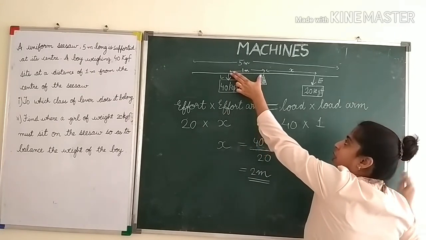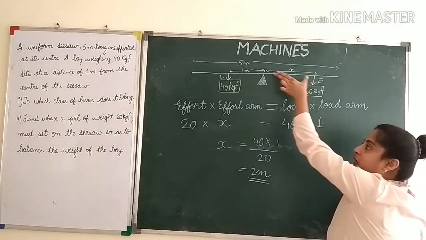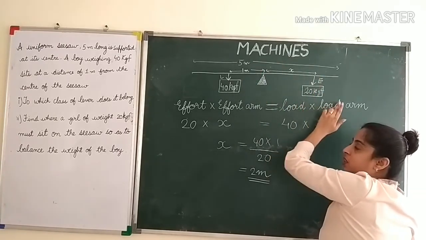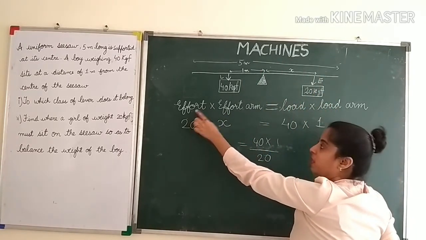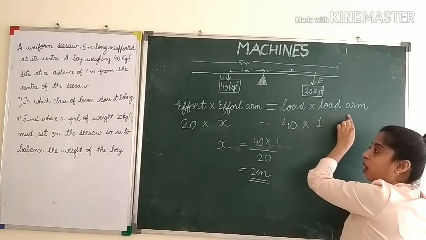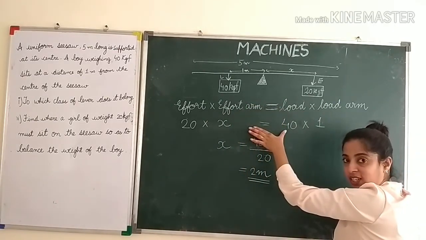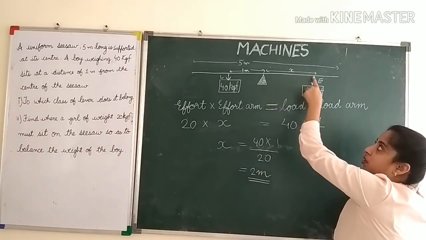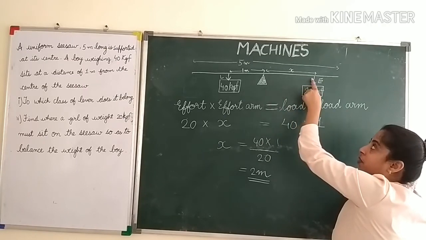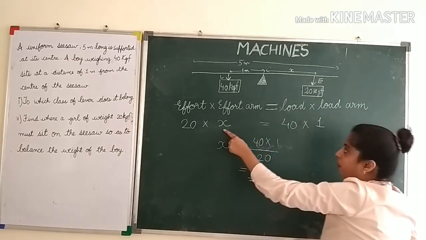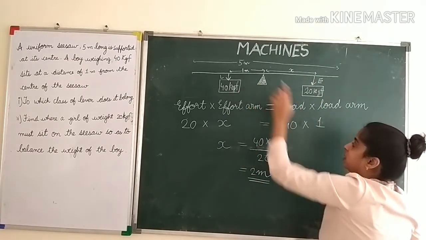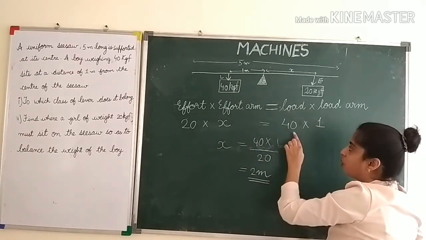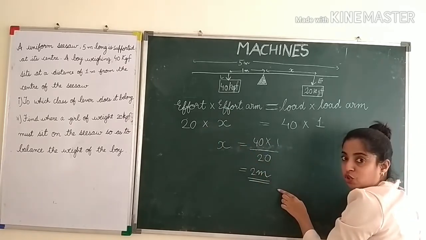To balance, we have to mark the load arm, the effort arm, the load and the effort. After marking everything, we will write according to the principle of moments, effort into effort arm is load into load arm, and then substitute everything that is given and find out the unknown. So here effort is 20 kgf, the distance between fulcrum and effort is not given, so effort arm is x, load is 40 and this distance is 1. So we will substitute everything and find the unknown. So x is 40 into 1 upon 20, which is 2 meter.